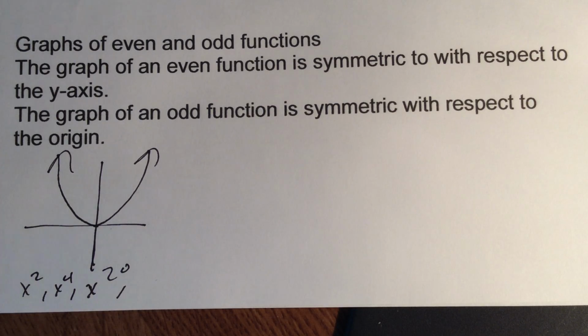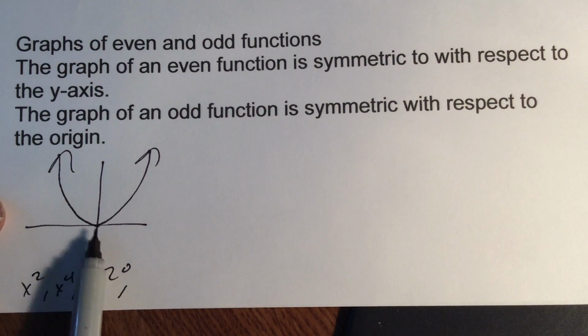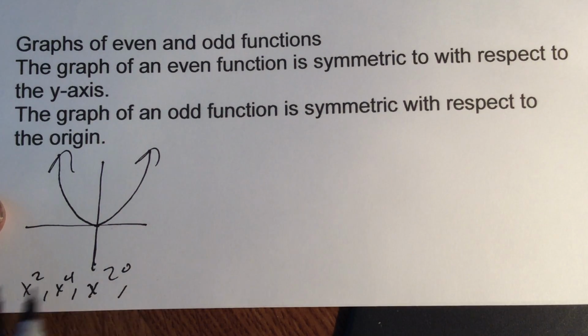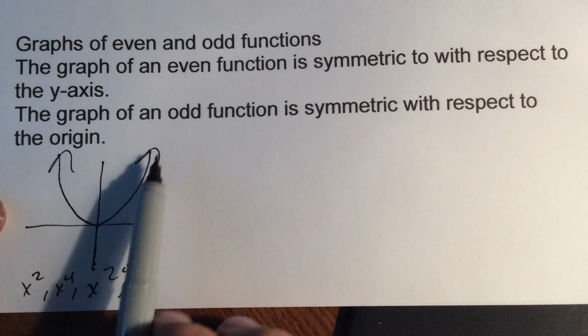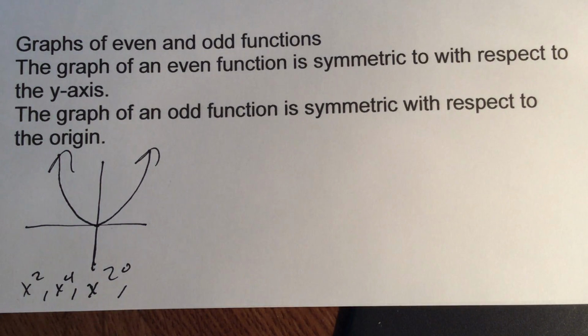So the graph of an even function is symmetric with respect to the y-axis. Right. So whether it's squared, fourth, 20th, as long as it's even, it's going to be a parabola. That's what I was trying to say. Sorry, lost my train of focus here.